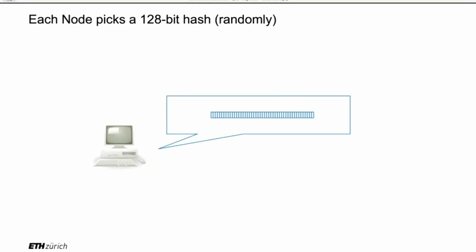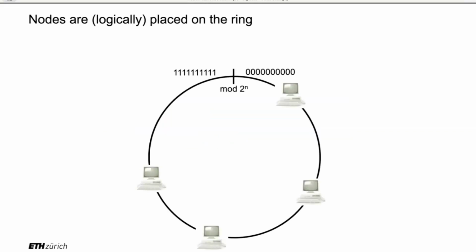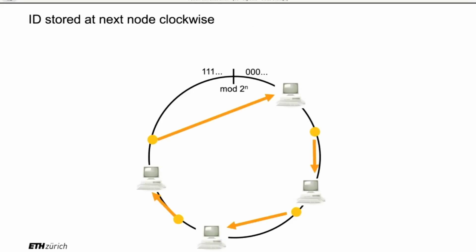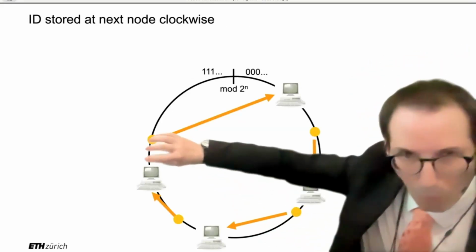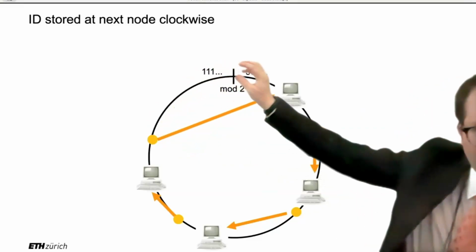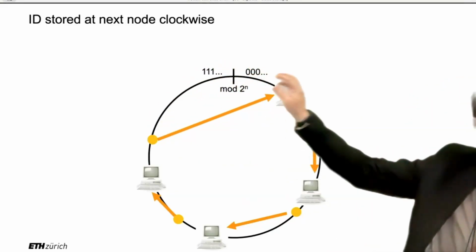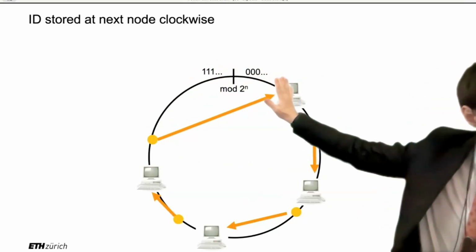And thanks to the power of something that seems random, you've basically placed them roughly well distributed on this circle. And what's next is the responsibility. The idea is that all the keys that get hashed to this zone are the responsibility of this machine.